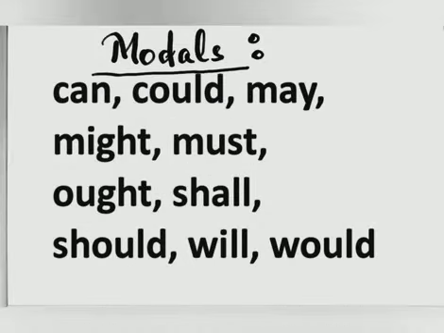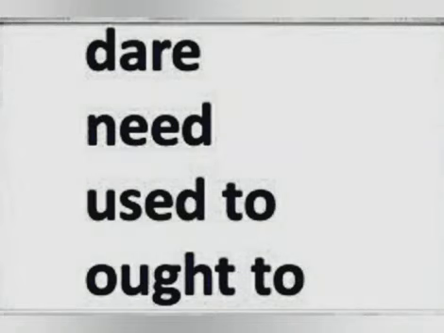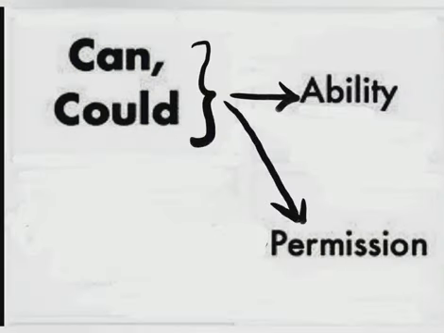These are the various kinds of modals that we generally use in sentences. Can, could, may, might, must, ought, shall, should, will, would. Also, dare, need, used to, ought to are considered to be modals. Can and could are used to express ability or to seek or to give permission. So, to imply ability and permission, can and could are used.